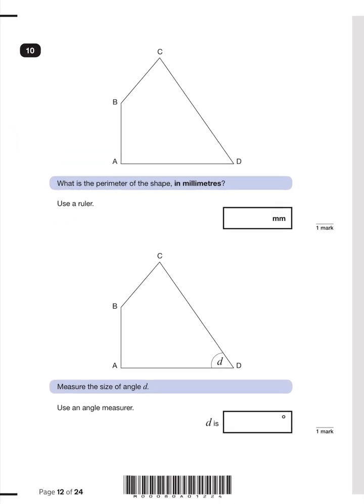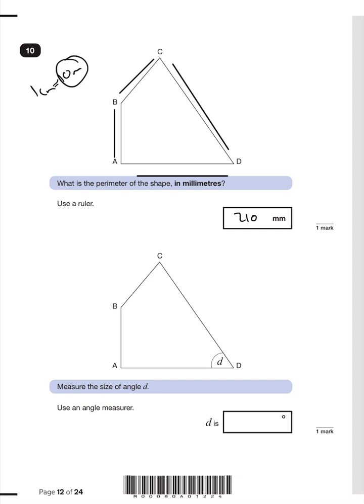Number 10. What is the perimeter of the shape in millimeters? Use a ruler. So we need to get a ruler. I don't have a ruler and paper here, but we need to remember that 1 centimeter is 10 millimeters. So measure this distance, this, and this one, and then you need to add all 4 and work the answer out in millimeters. So for every centimeter, you've got 10 millimeters, and the answer should be, according to the mark scheme, 210 millimeters.